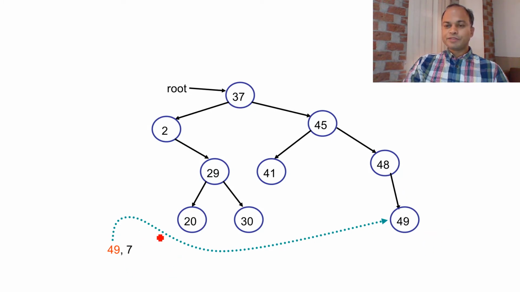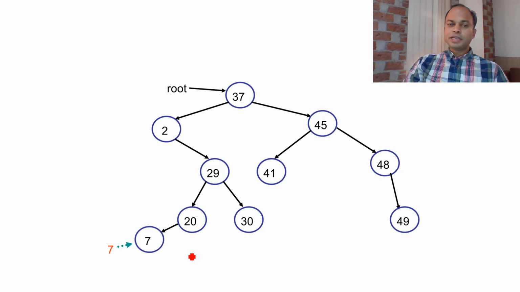Finally, we have to insert 7. This 7 is compared with 37 and 7 is lesser than 37. We are at 2. Further, 7 is greater than 2. We are at 29. 7 is lesser than 29. We are at 20. And further 7 is lesser than 20. We have to insert 7 in the left hand side of 20. We have inserted 7. So in this way, we can perform the insert operation.